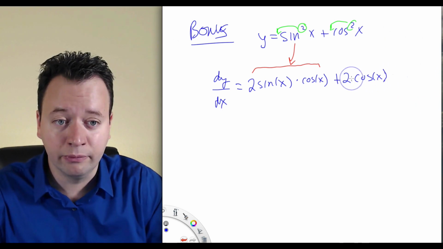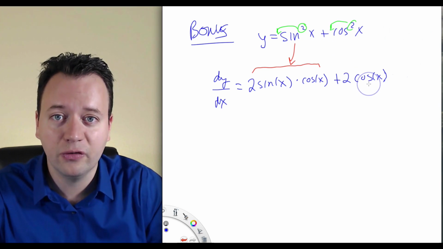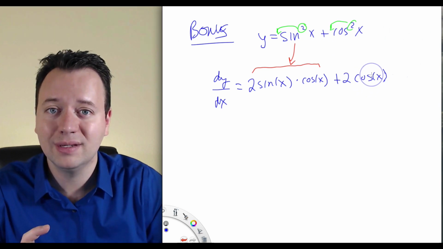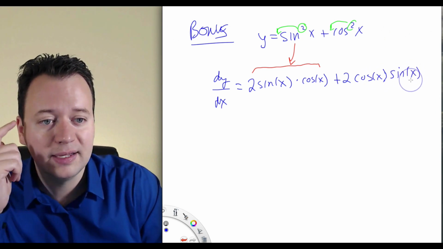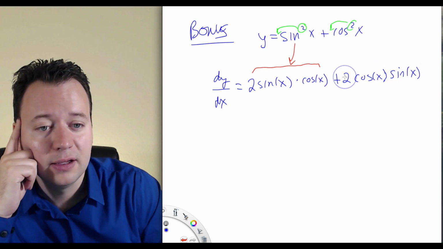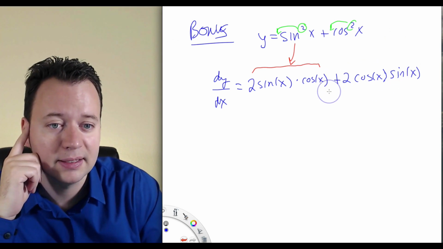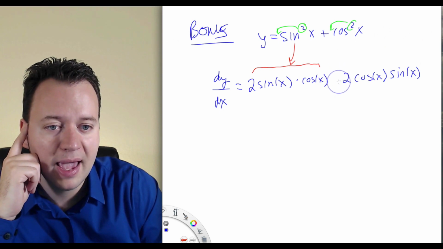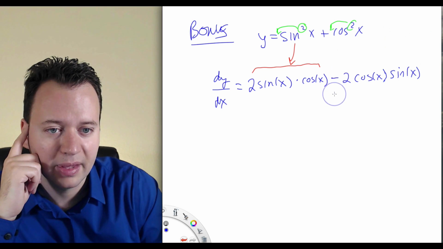So we have the 2 comes down, so we have 2 cosine of x times the derivative of cosine of x, which is negative sine of x. So I'm going to put the sine of x here, and remember that I still have to multiply by a negative 1. So that negative sign just changes the sign. Instead of plus, this becomes minus. So I take care of the negative by writing minus instead.